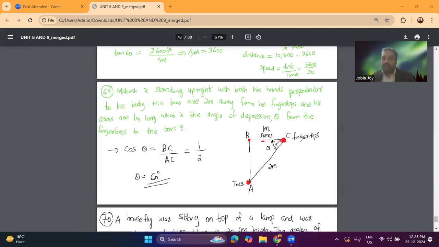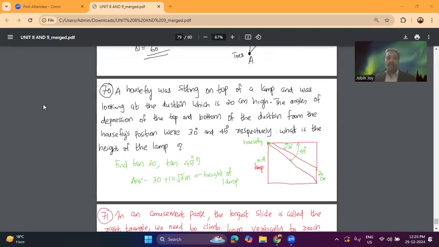So angle of depression theta. Here this angle is theta, which means this is the opposite side. The opposite side we don't know. The hypotenuse I know, and the adjacent side I know. So the relation between hypotenuse and adjacent side is cos. So cos theta is equal to adjacent side divided by hypotenuse. That means 1 divided by 2. So cos theta is equal to 1 by 2, which means theta is equal to 60 degrees. If theta is equal to 60 degrees, the value of cos is 1 by 2. Then next question.